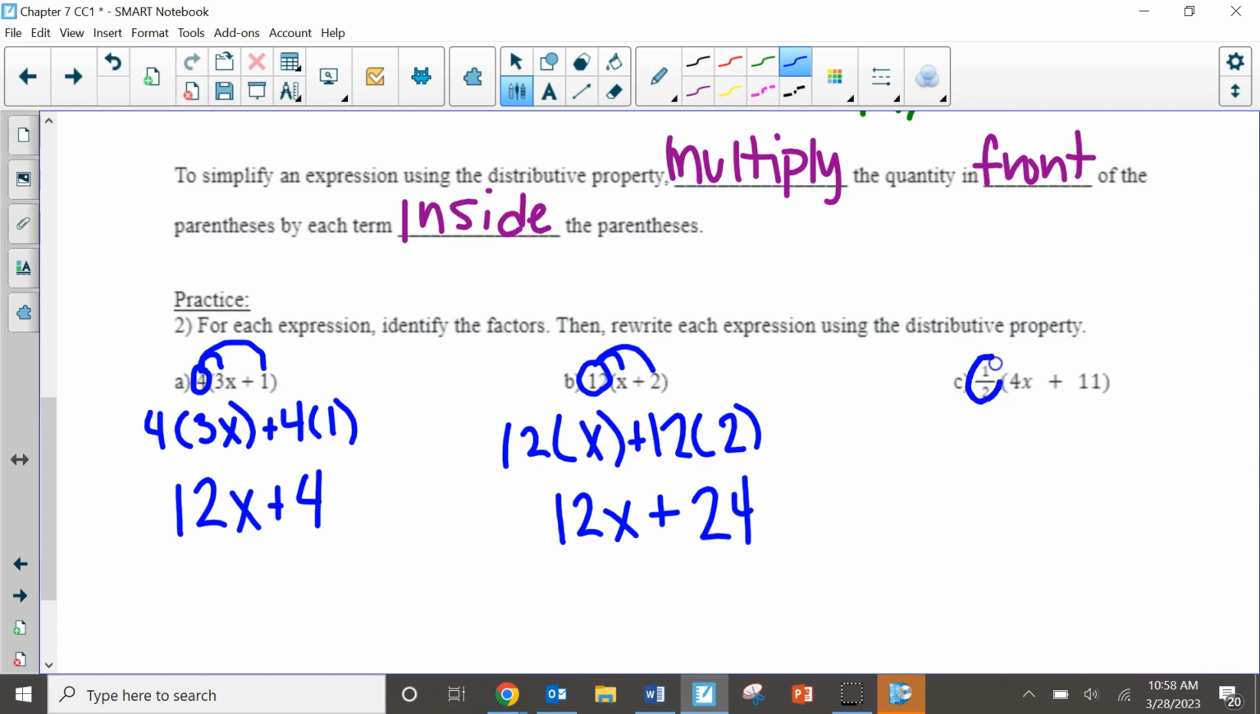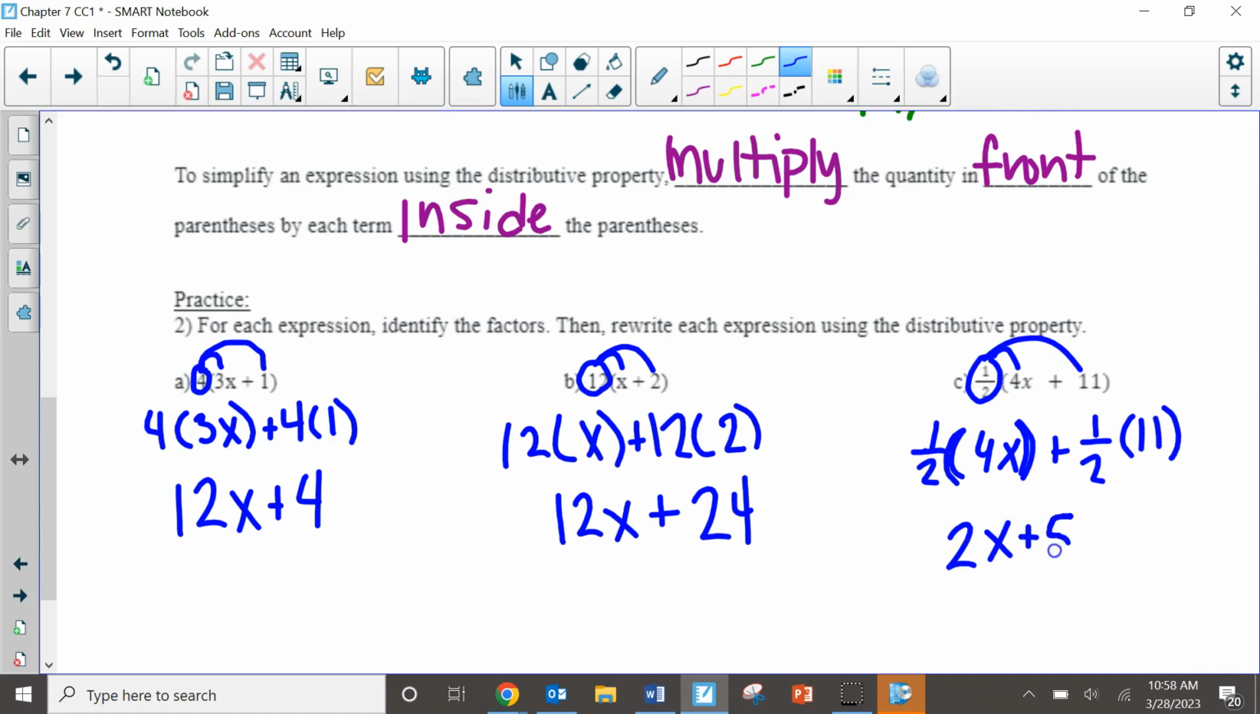All right, now I'm going to take my 1/2, distribute 1/2 times 4x, 1/2 times 11. So 1/2 times 4x is 2x. Remember, you're taking half of 4x, and I'm saying of because we're multiplying. So half of 4x is 2x. Same thing here, half of 11 is 5.5. Again, can't combine any further because one of those has a variable and the other doesn't. All right, that does it for 733.